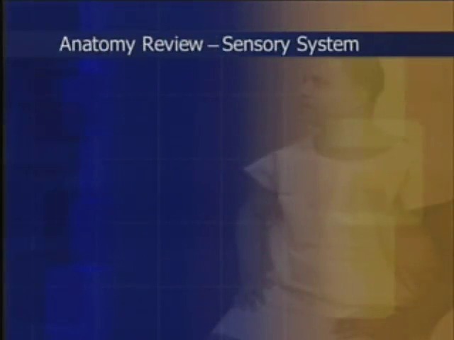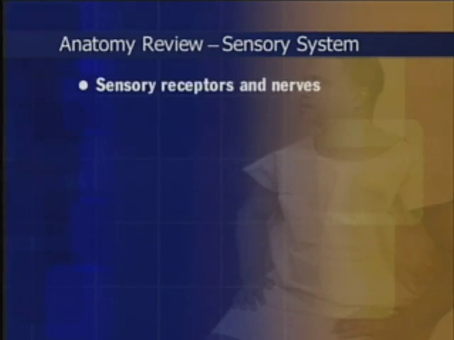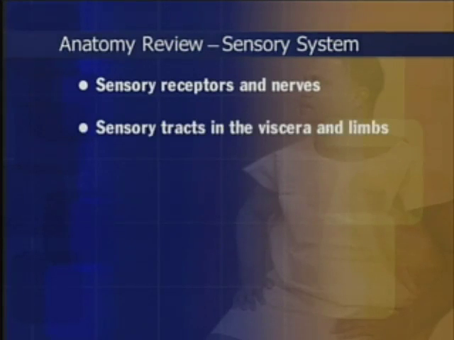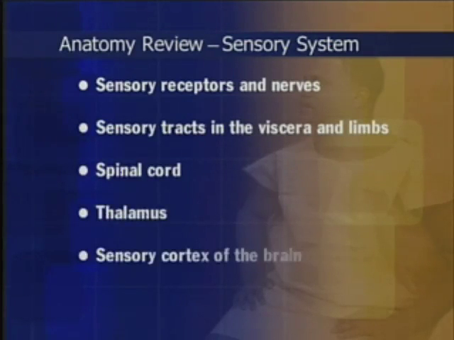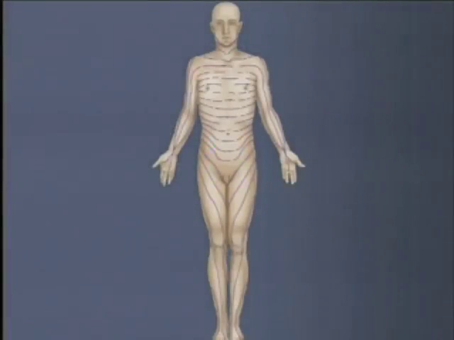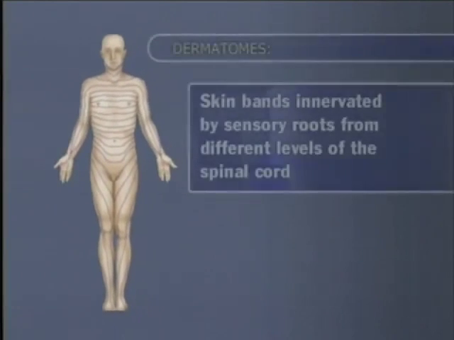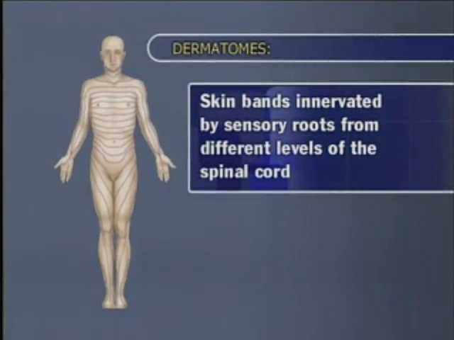To prepare for the sensory system examination, let's review its basic components. The sensory system includes the sensory receptors and nerves, sensory tracts in the viscera and limbs, the spinal cord, the thalamus, and the sensory cortex of the brain. To help localize neurologic lesions, the body may be mapped into dermatomes, which are skin bands innervated by sensory roots from different levels of the spinal cord.